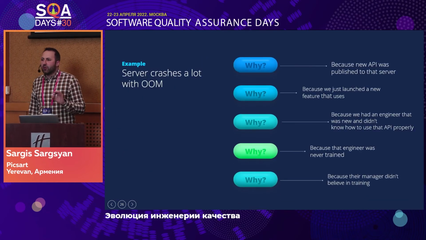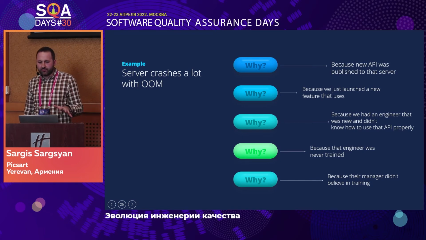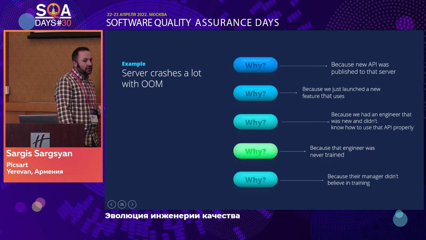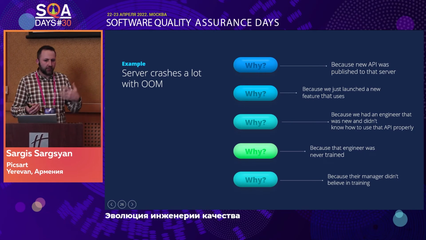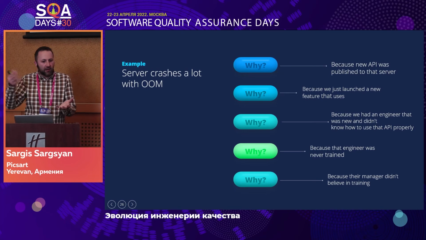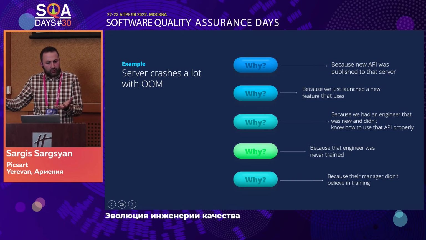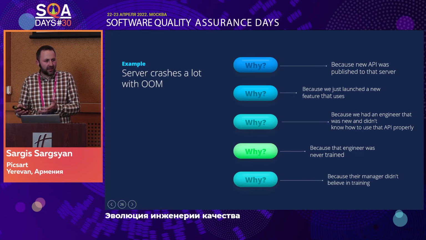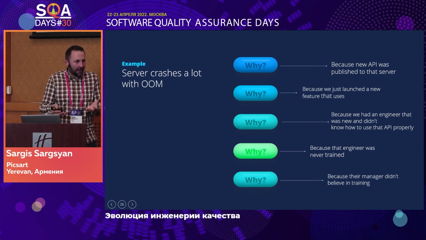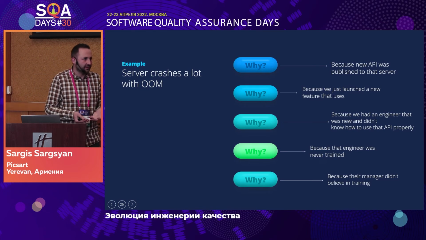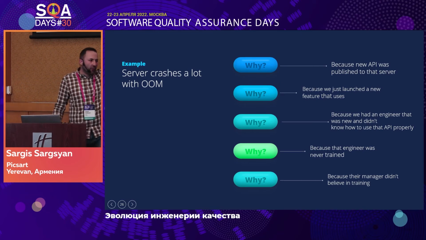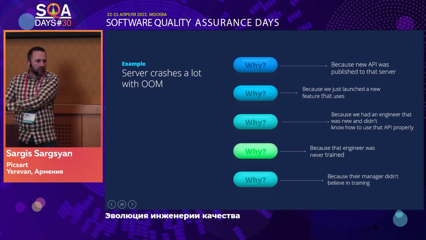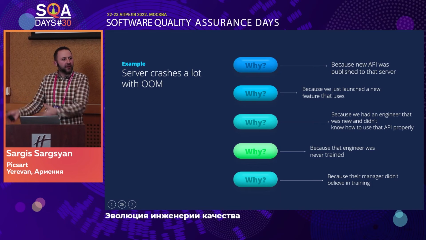To be more specific, let's go through one example. Let's say we have a server crash that's happening a lot with out of memory. So the first why: because a new API was published. I mean, there was some change, and after that this issue appeared. The second why was it published: because we just launched a new feature to the users. The third why: because we had a new engineer who didn't know how to use the API properly. The fourth why do we have this kind of engineer: because the engineer was never trained. And the fifth why wasn't he trained: because the manager didn't believe in it. So we have the OOM crash, but the actual core of the issue is in onboarding. If we fix the onboarding, we will prevent a lot of issues going to production.